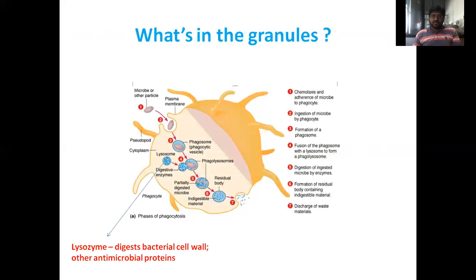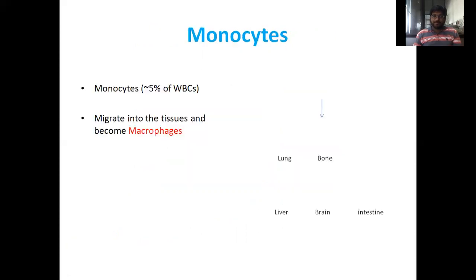What is in the granules? These granules, as I said, contain digestive enzymes with the phagosomes. Both processes occur: the first one is physical, the second one is chemical. Chemical means in the presence of lysozyme, an enzyme that is used for the cleavage of that particular microbe, and with the physical barrier, they are doing the ingestion.